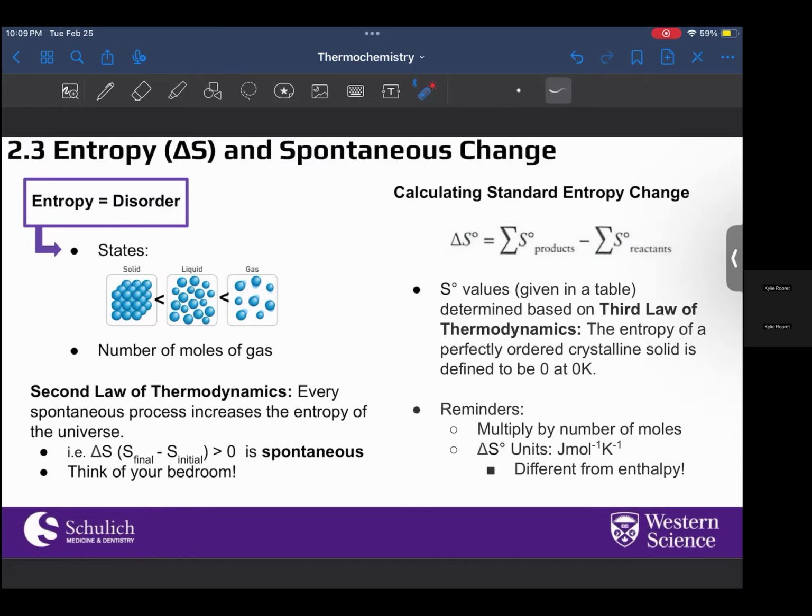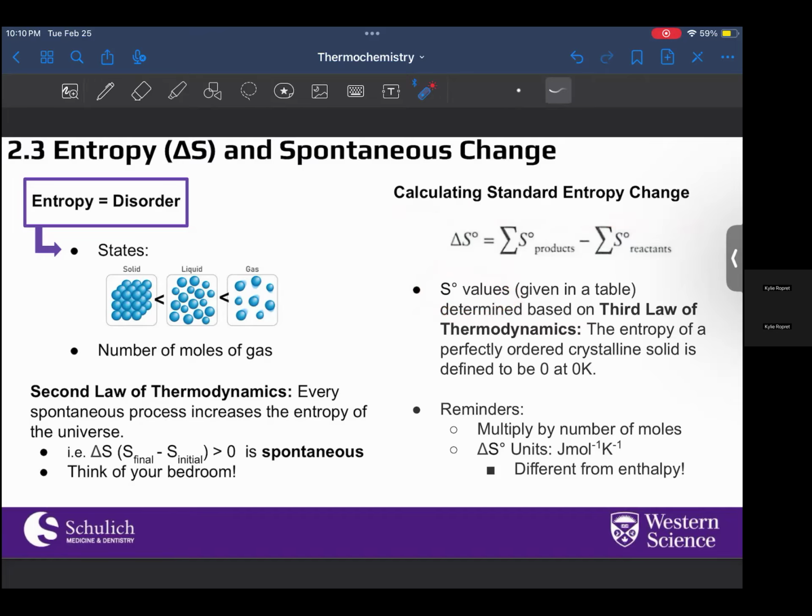All right, so now that we have the conceptual understanding of entropy, we are going to bring in a calculation, standard entropy change. But the good thing is that this calculation is actually exactly the same as the enthalpy one that Josh introduced. But instead of using enthalpy of formation values, you'll be using standard entropy values, which would be given to you in a different table.